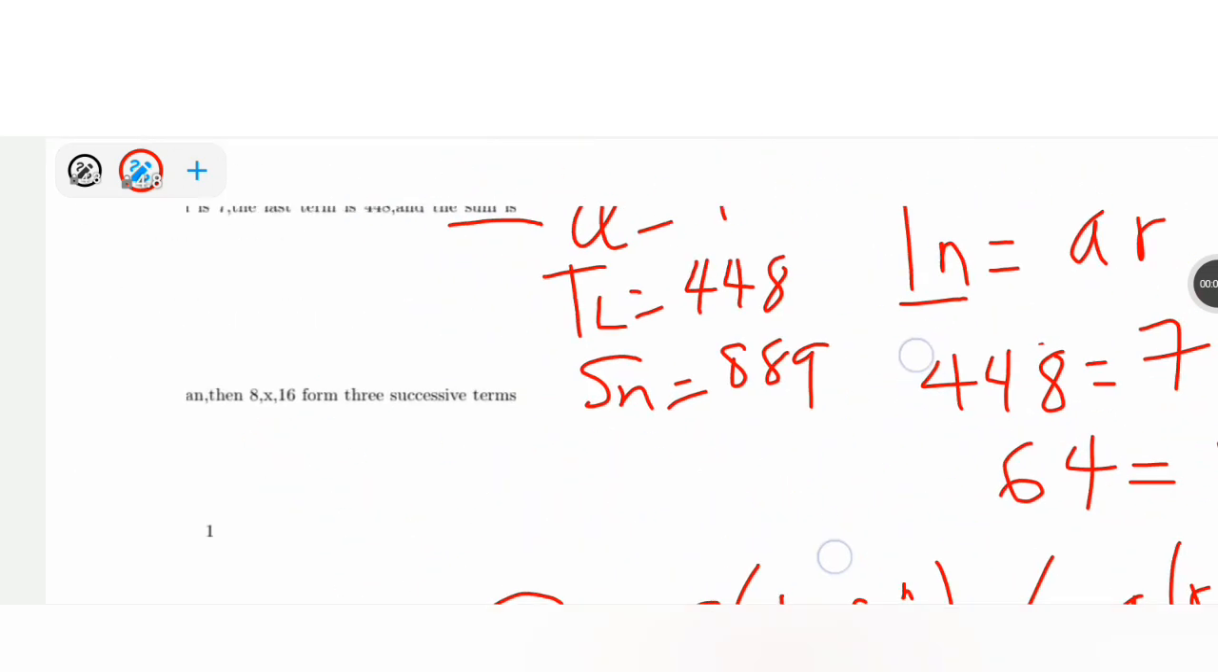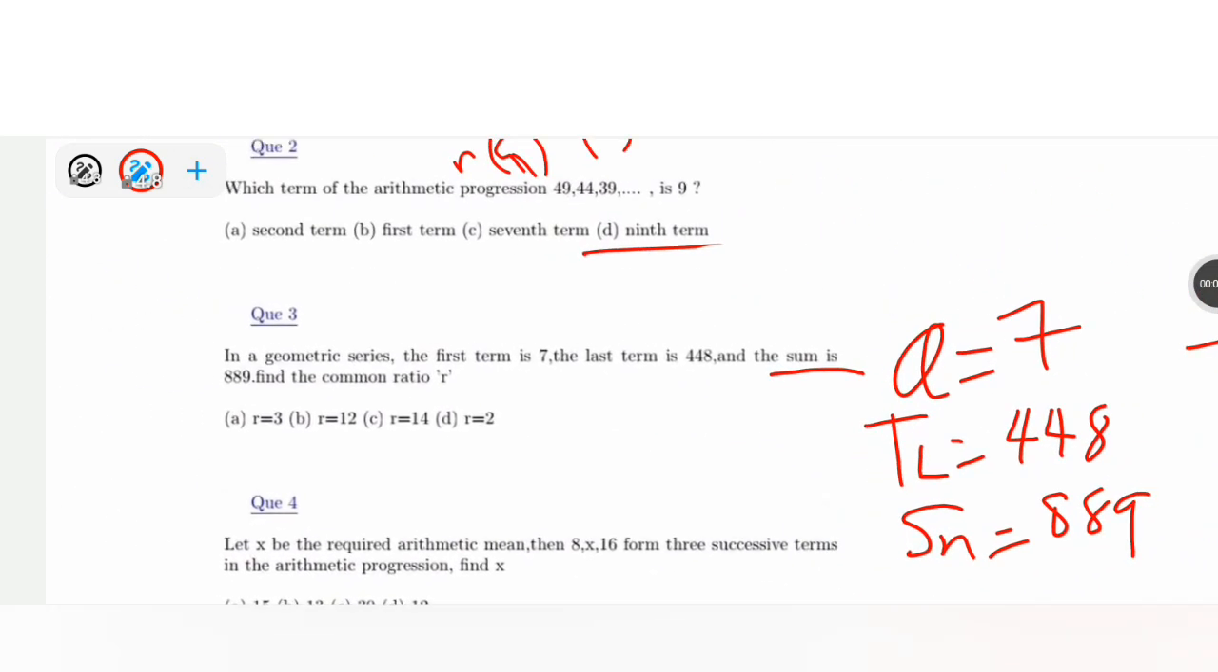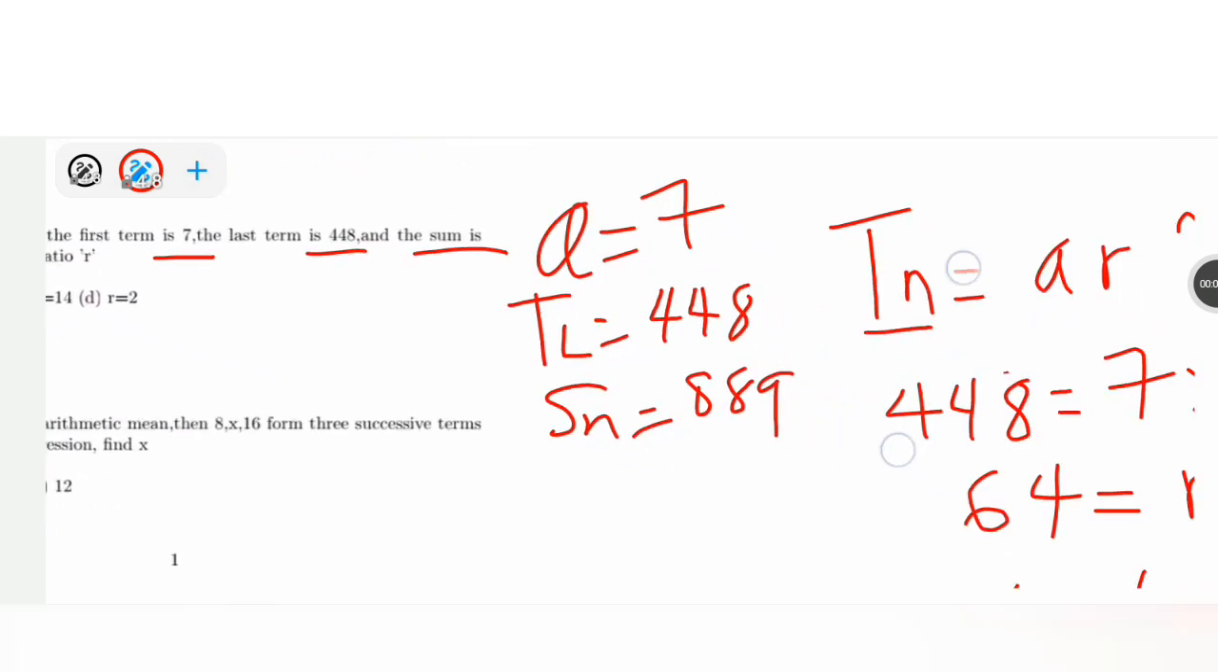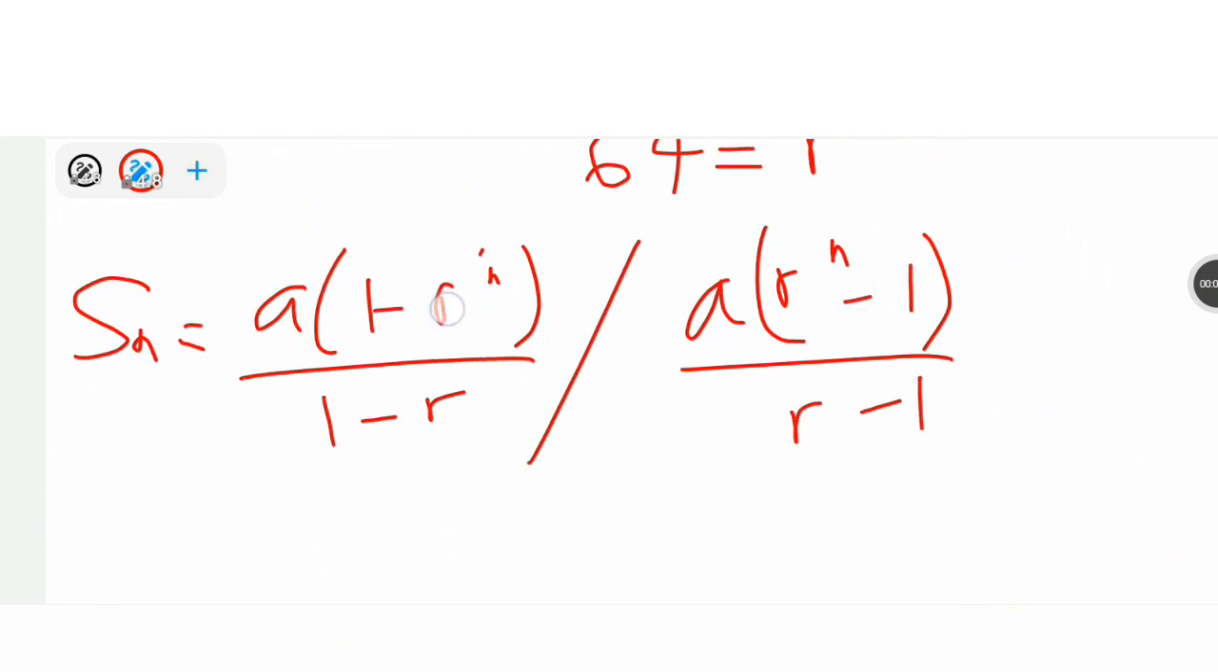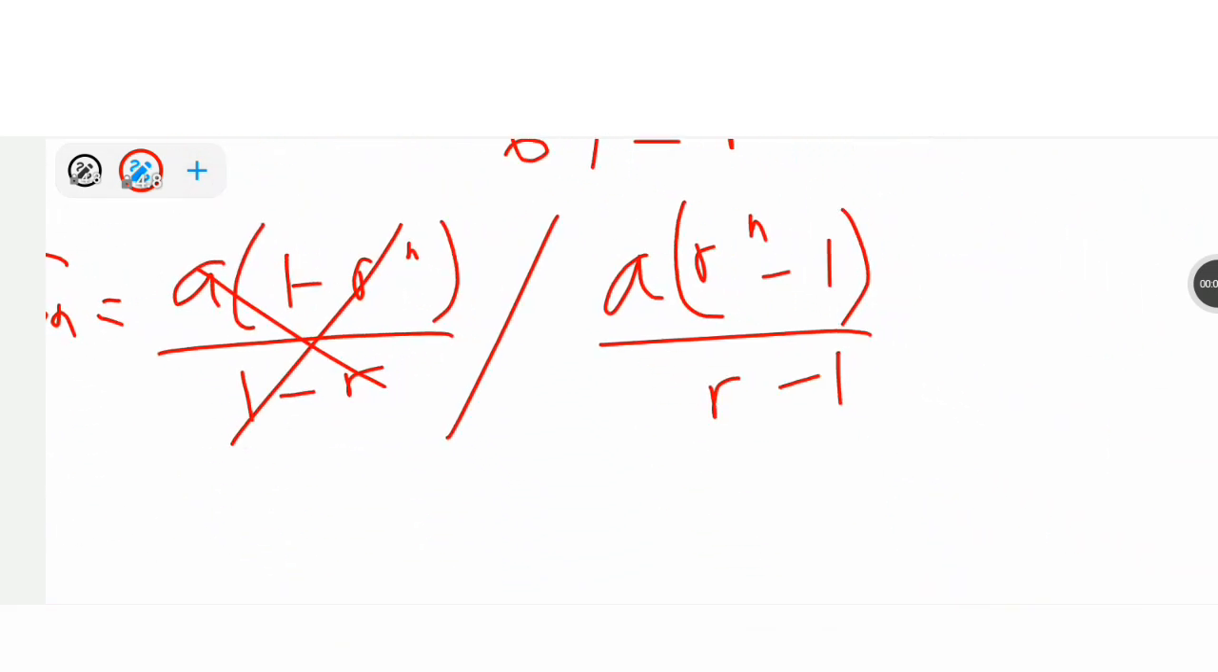So we come to this question and look at it. The first term is 7, and the last term is 448. So you can see that it is increasing. It's an increasing series, it's not reducing. Since it's increasing, that means r will be greater than 1. So you are not using this formula, you are using this one.